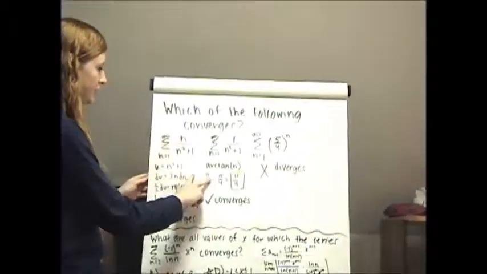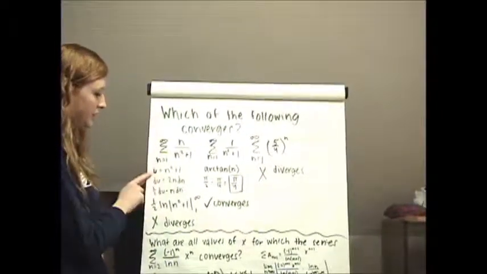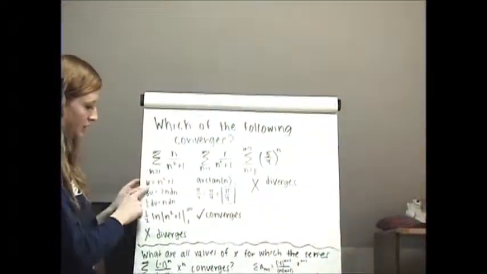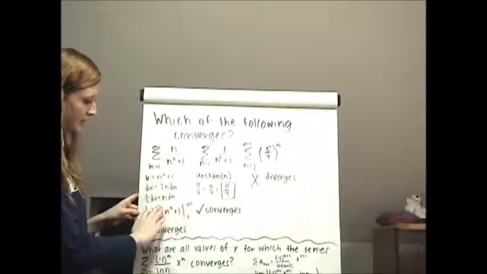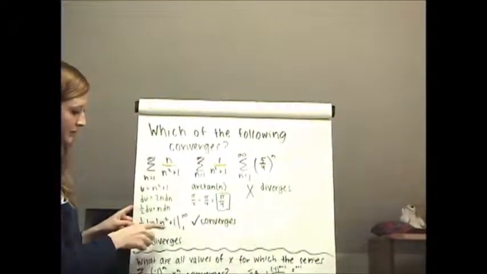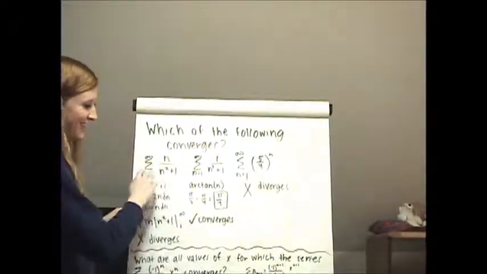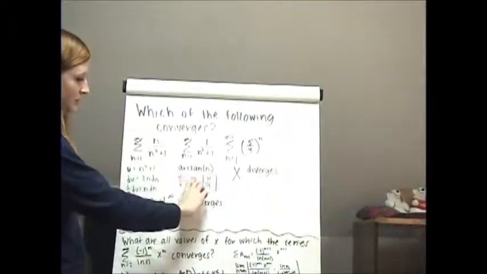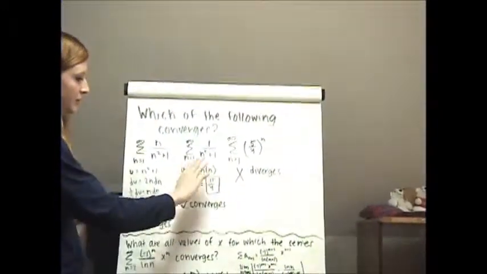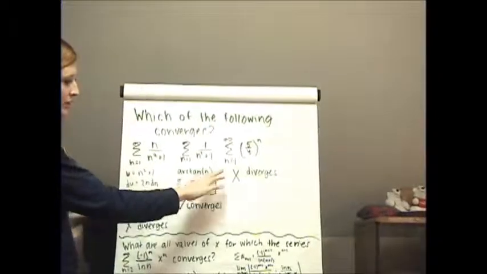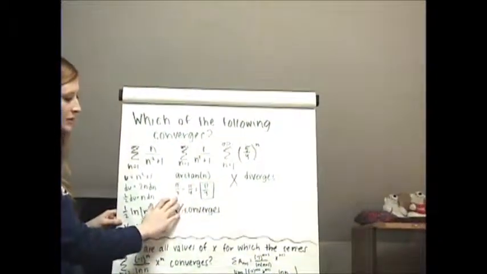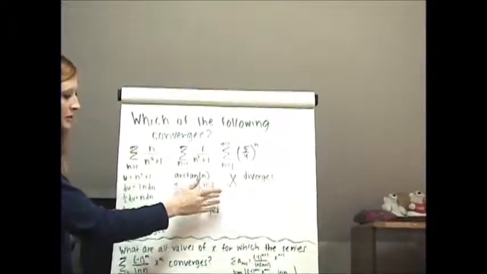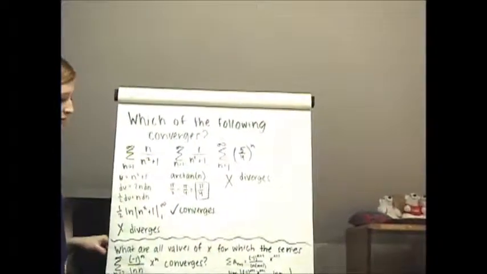And then for these two, for this one you have to do the integral test, and when you solve that out and you plug in infinity, you know that it diverges because infinity diverges. And then for this one, this equals arctangent of n, and when you do the arctangent of infinity, it equals pi over 2. So pi over 2 minus pi over 4 is pi over 4, so it converges.